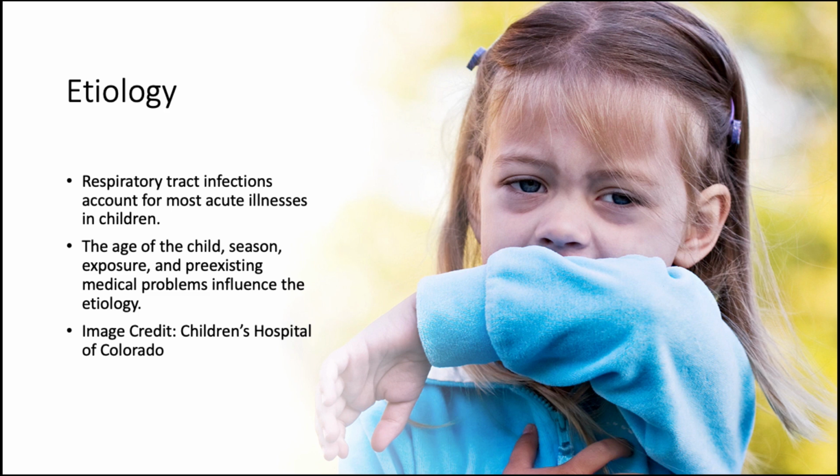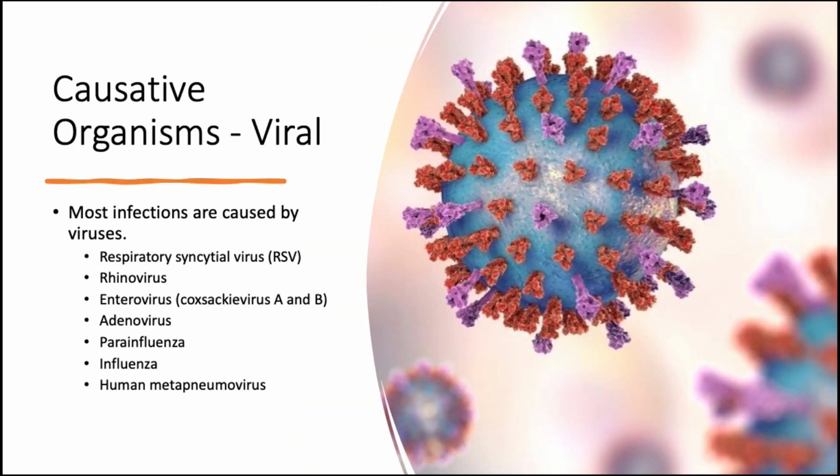Upper respiratory infections are by far the most common acute illnesses that we see in children. The age of the child, the season, their exposure, such as attending daycare, and pre-existing medical problems all influence the etiologies that we see. The vast majority of URIs are caused by viruses. These can include RSV, rhinovirus, enterovirus, and the others listed here.